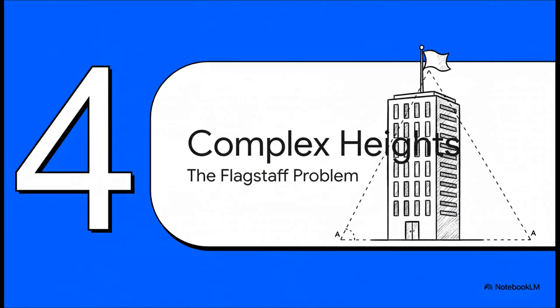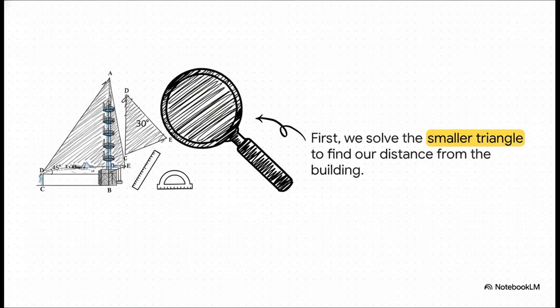Pretty cool, huh? Okay, that wasn't so bad, right? Let's level up and try something a little trickier. What happens if the thing we want to measure is sitting on top of something else, like, say, a flagpole on top of a tall building? Here's the strategy, and it's a classic problem-solving trick. You take one big, complicated problem, and you break it into two smaller, simpler ones.